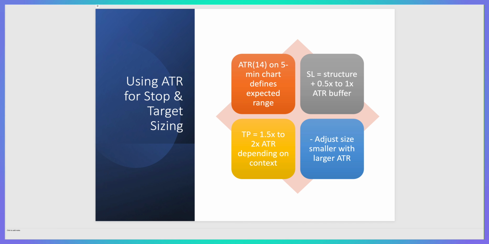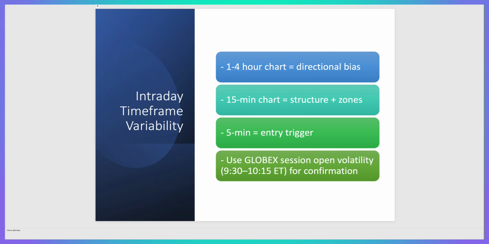Okay? So, how do you know how to tell if you are in a broad base of motion? 1 hour to 4 hour charts give you directional bias. I like to use the day. But a lot of intraday traders slip down to the 4 hour, slip down to the 1 hour. 15-minute charts, you can draw structures and zones. They're nice and easy to do.